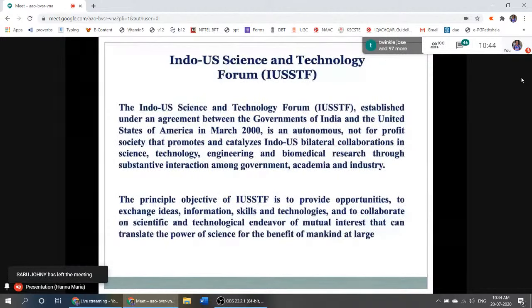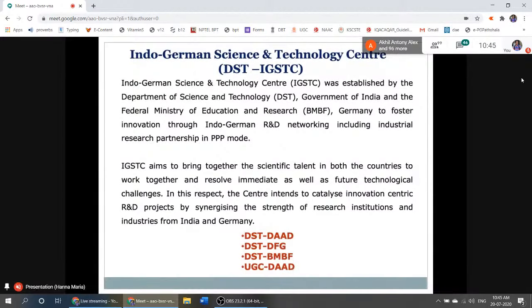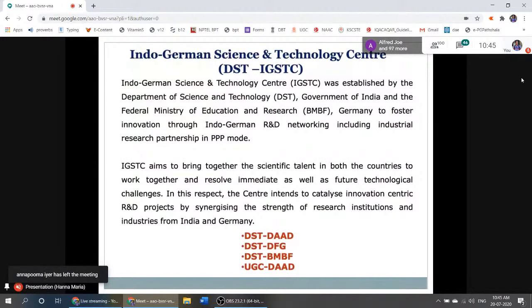This is the Indo-US Science and Technology Program. This involves lots of programs. Indo-US workshops you can conduct. Next one, please. Indo-German Program. We had several such programs. My research group has several such programs. DST-DAAD, DST-DFG, DST-BMBF, UGC-DAAD. There are lots of programs under the India-German Cooperative Program. Next one, please.